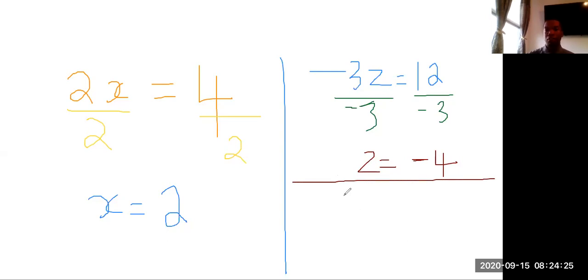If I have y divided by 2 is equal to 6, right? So since y is divided by 2 and I want to get y by itself, since this is a divide, I have to multiply by 2 now. I have to do the opposite. And whatever I do on one side, sure enough, got to do it on the other side. So this becomes y equals 6 times 2, which is 12.